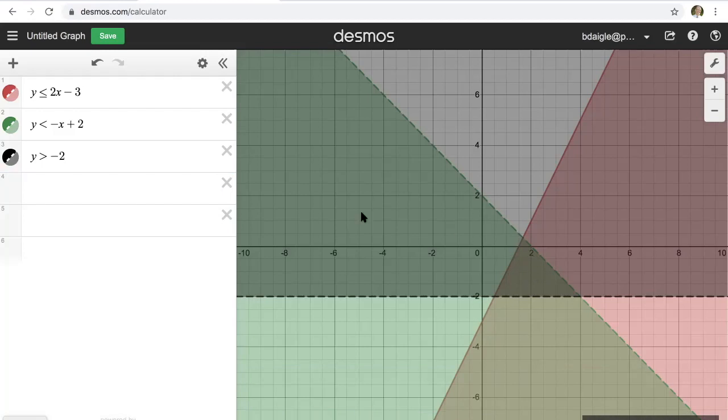Okay, so that has to do with graphing inequalities. And then I want to say that any assessment I give you with solving a system of inequalities is all going to be done by graphing.